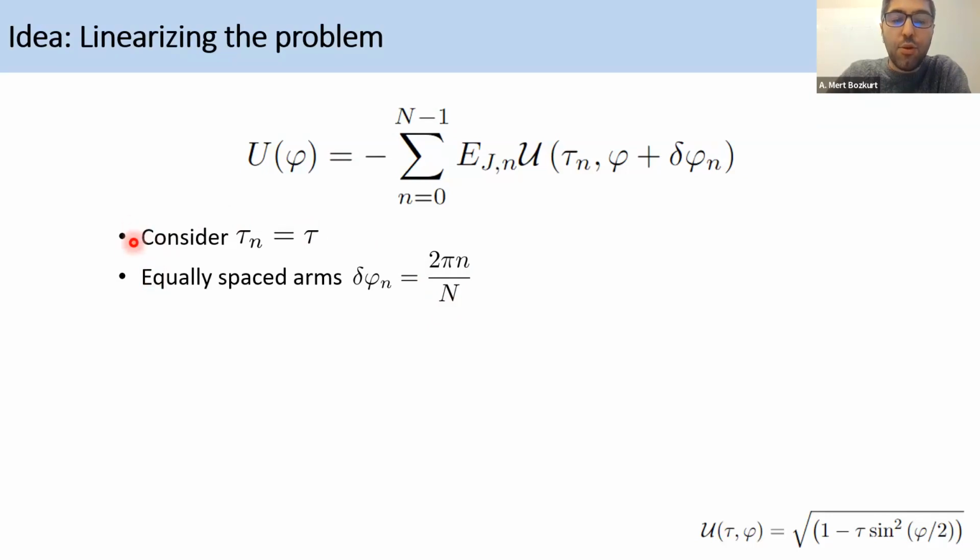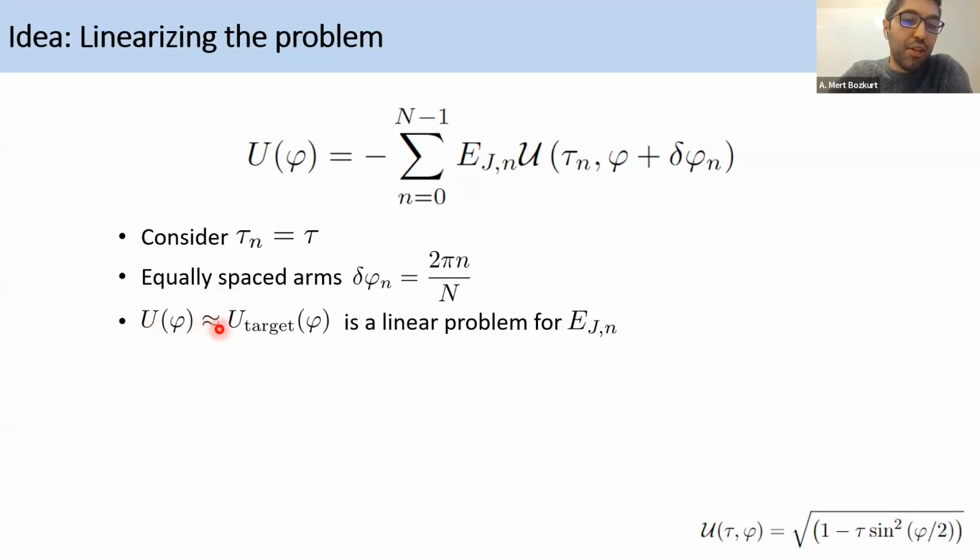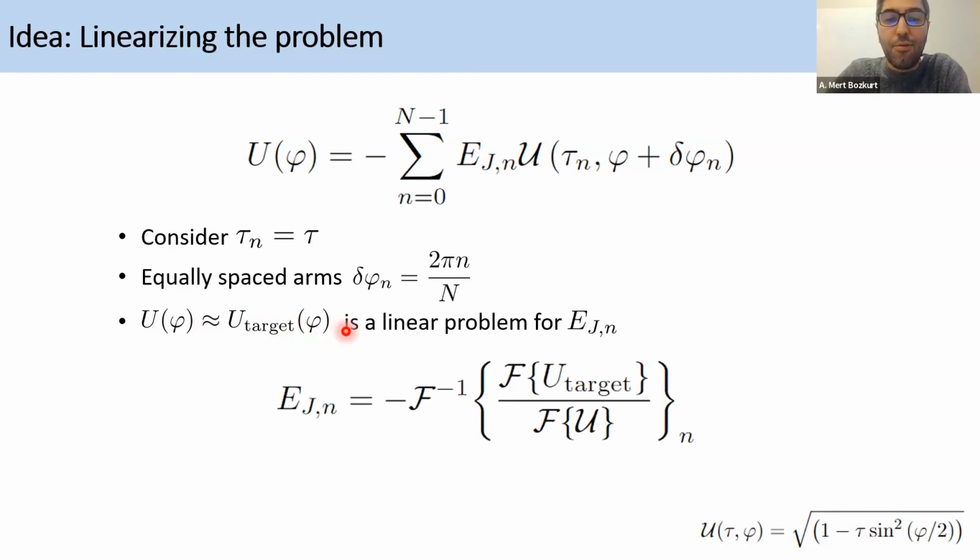If we assume these two conditions hold, then we'll see that getting the overall energy phase relationship of the tunnel junction array to be equal to the target one becomes a linear optimization problem. And in fact, if you try to solve for the EJs, because that's the only remaining unknown in the problem, it's just given by this inverse discrete Fourier transform. Because this equation now becomes a convolution if you assume these two conditions hold.